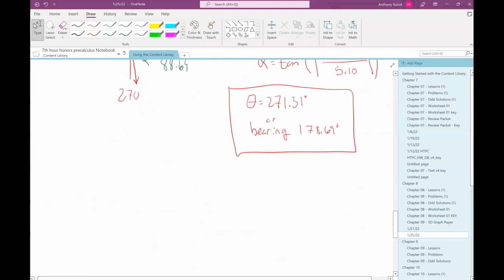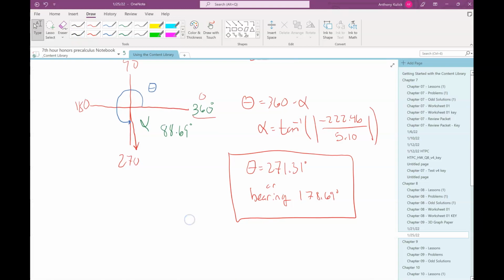Probably a stupid question, but what's the difference between a bearing and a direction? The way they're defined, bearing starts due north and goes clockwise. Direction starts on the positive x-axis and goes counterclockwise. Okay. So it's just like theta. Yeah, thetas are the directions. It's just our standard angle form from first semester. Okay.